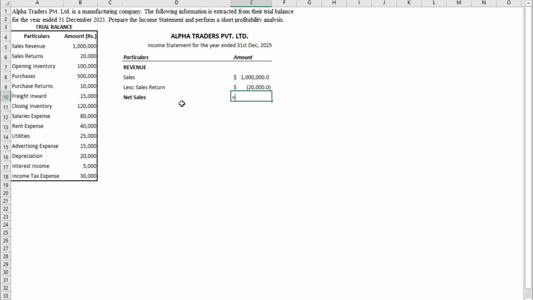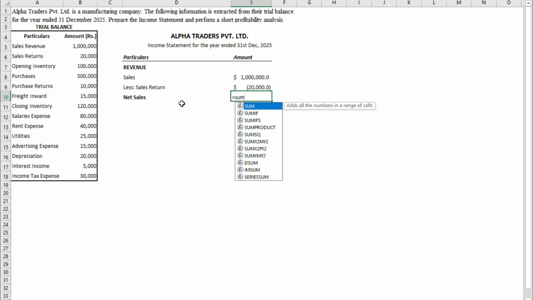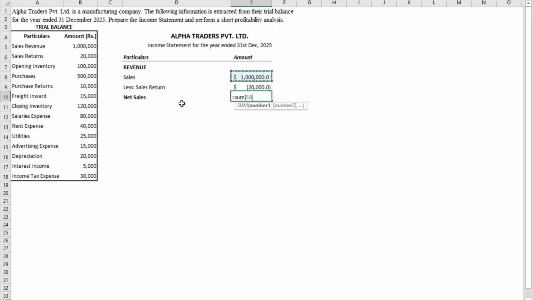Net sales, which are actually the sum of these. Wait, yes, so 9,80,000 is our net sales. And whenever you see the word less, it usually indicates something that reduces income or value, such as returns, expenses, or closing stock as well. So this is our net sales.